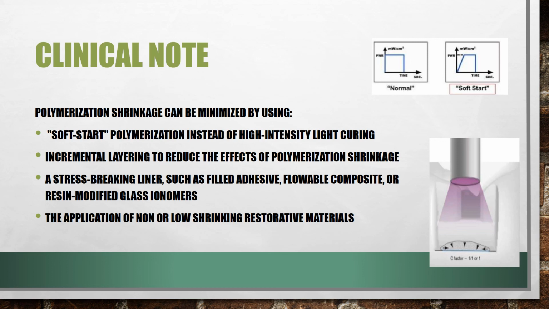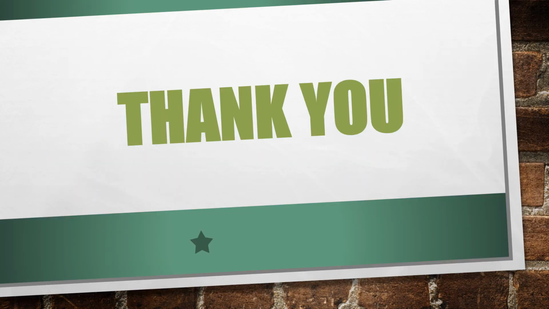The third way can be a stress breaking liner, such as the filled adhesive, flowable composite, or the resin modified glass ionomer. So this is the third way, in which you can use a liner which is stress breaking. And the fourth one can be the application of a non or low shrinking restorative material. So this is the fourth way, in which you can directly apply the restorative material which is non or low shrinking. So this is about the ways of minimizing the polymerization shrinkage of the composites. So this was all about the configuration factor. So this is all you need to write if you get a question on your configuration factor.